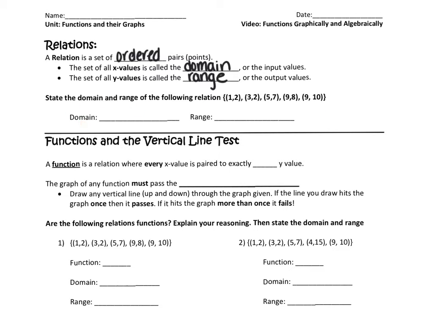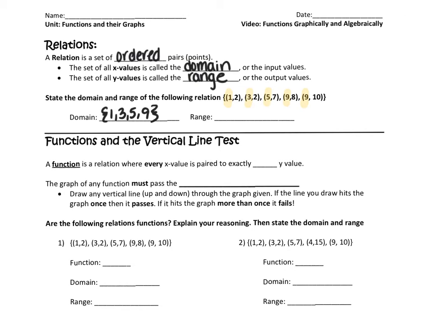So remember, domain is the set of all x values. So simply, all we need are these x values. So we have 1, 3, 5, 9, and 9. Now you're going to notice that 9 repeats itself. So you don't actually have to say it twice, but you'll just say the domain is the set of numbers 1, 3, 5, and 9.